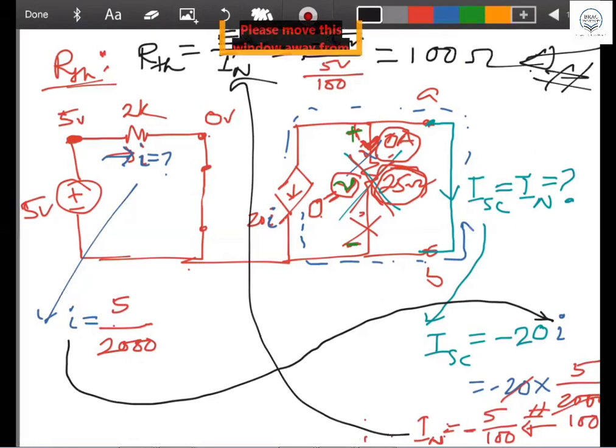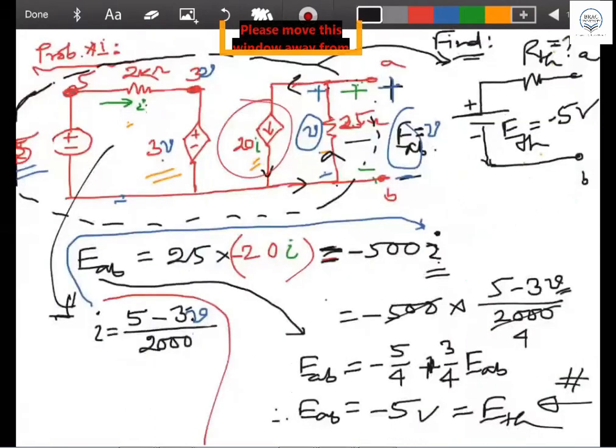Now you come back here. Now you put the answer here and get full marks. This is your R Thevenin, which is a 100 ohm resistor. So 100 ohm you get here and 5 volt. This is the complete answer to this question, R Thevenin and E Thevenin. You understand it? Yes, sir. Okay, good.